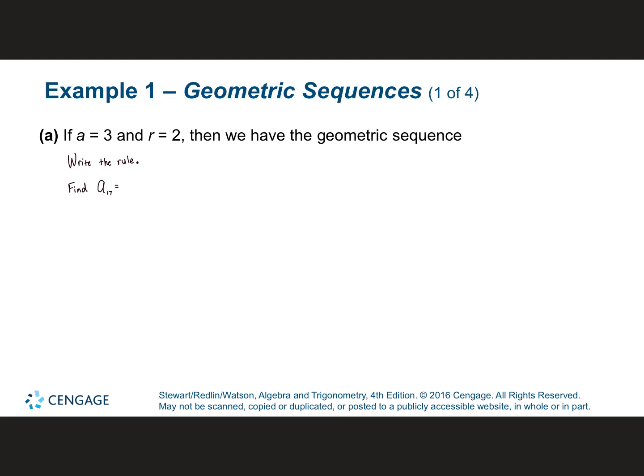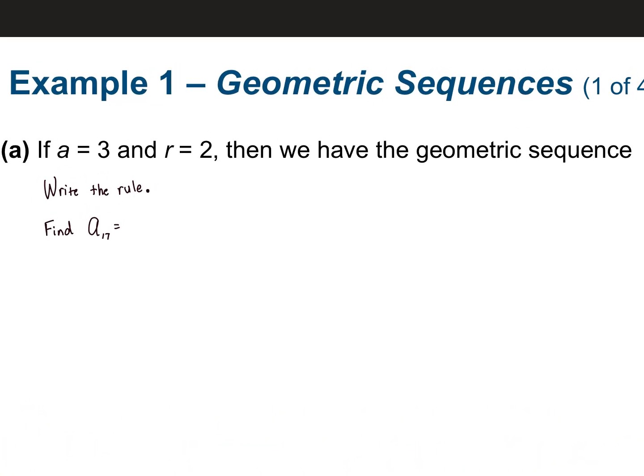So if we look at an example, if we're given that a is equal to 3 and r is equal to 2, with our geometric sequence, we are going to write the rule and then find a sub 17. So a is 3, r is 2. If we're working with geometric sequences, we're working with the formula a sub n is equal to a sub 1 times r to the power of n minus 1.